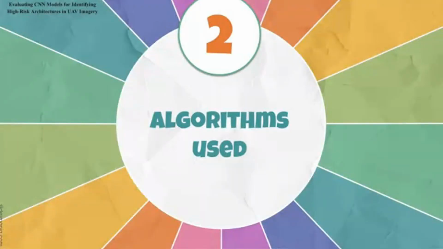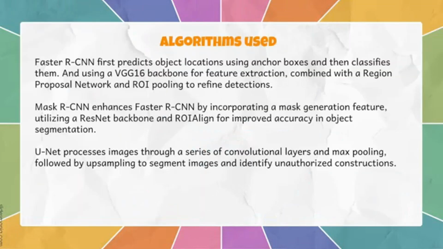As for the algorithms we used, we have two-stage detectors like Faster R-CNN and Mask R-CNN, and a single-stage detector like YOLOv8. Faster R-CNN first uses anchor boxes to predict where objects are located in an image. It then classifies these objects using a feature extraction method based on the VGG16 architecture. This process includes a region proposal network and ROI pooling to fine-tune the object detections.